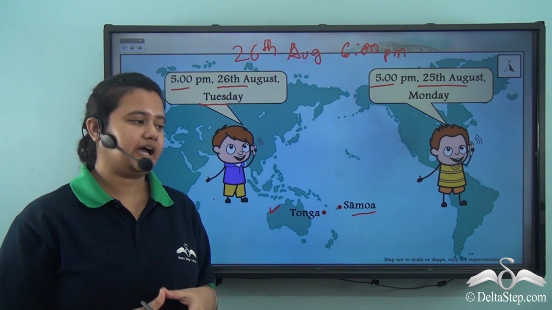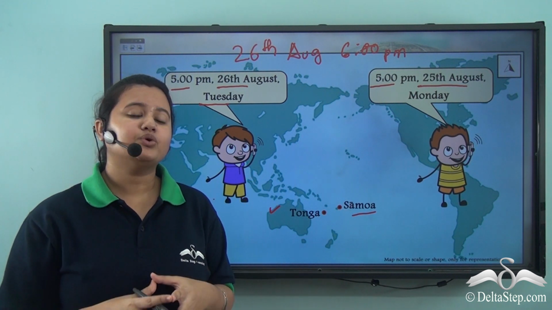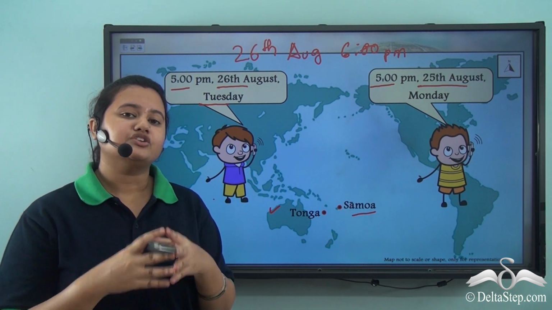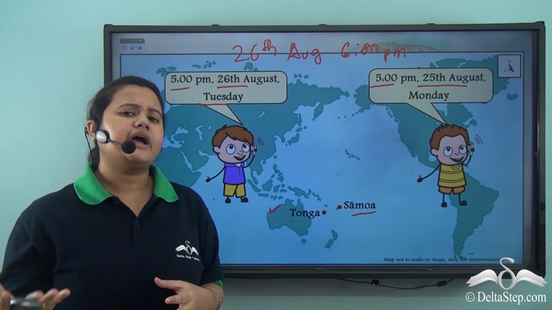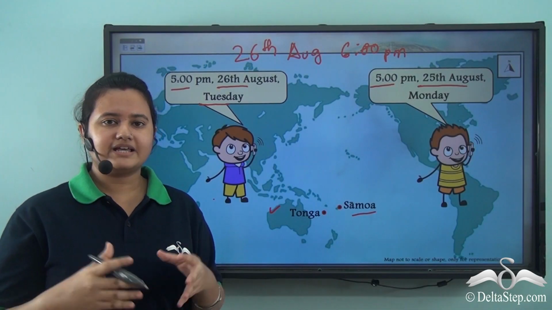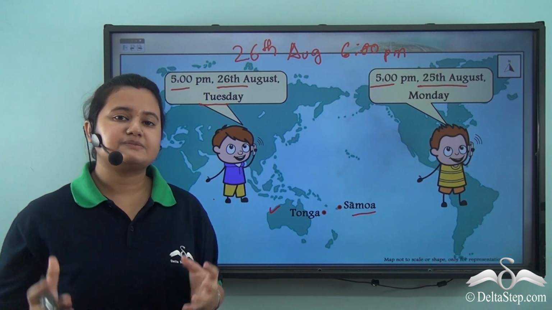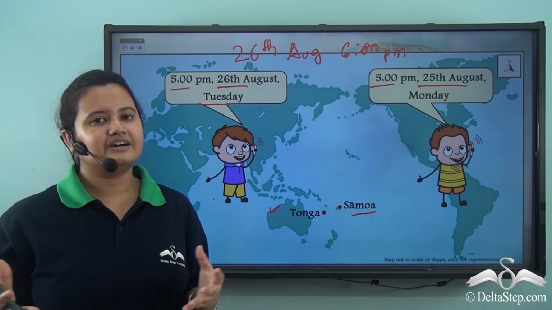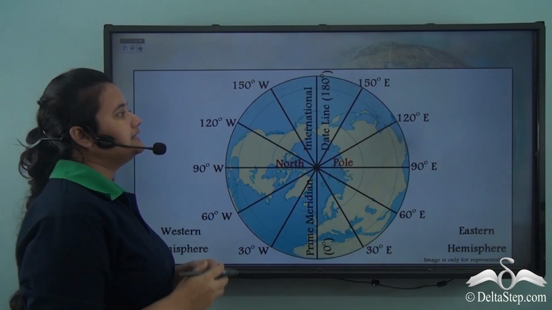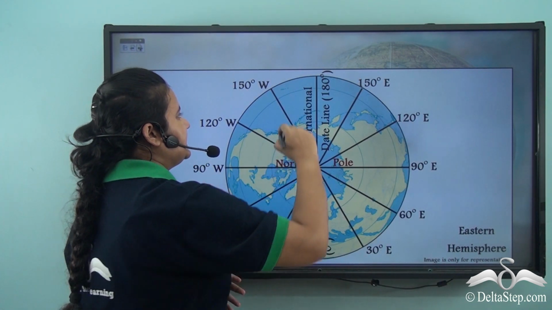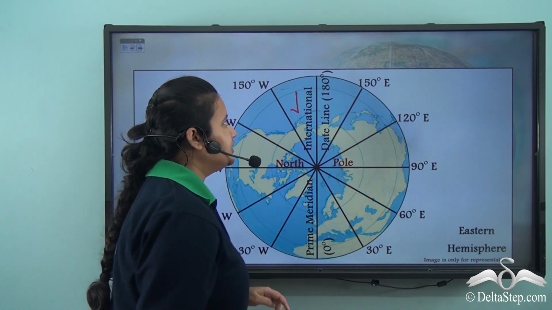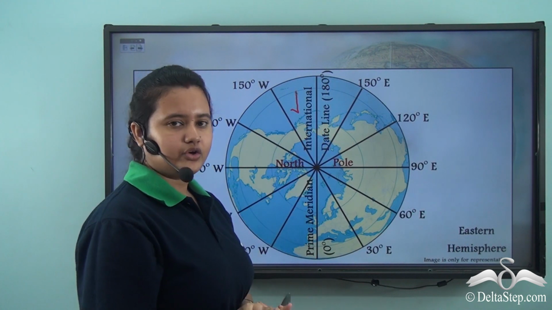Well, let me tell you that none of them are lying and both are correct according to their geographical location. Now, why am I saying this? To understand this, we have to learn about a special longitude. Let's learn about it. This special longitude is the international date line, or the 180-degree longitude.